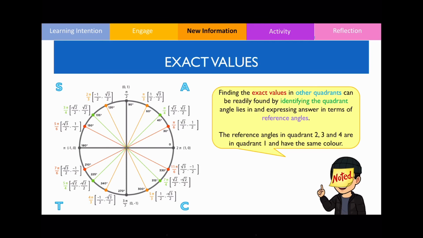So for this one, recall that we previously said that each quadrant was positive for certain trig ratios. We said that within the first quadrant, sine, cos, and tan of those acute angles will always be positive, but in the second quadrant, only the sine of those angles will be positive, everything else will be negative. For the third quadrant, tan will be positive, and in the fourth quadrant, cos will be positive.